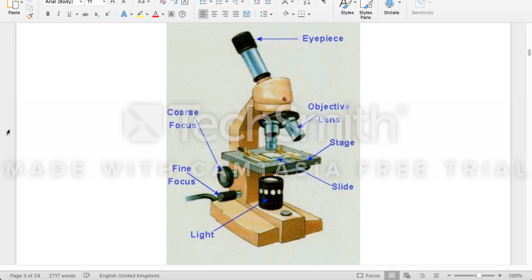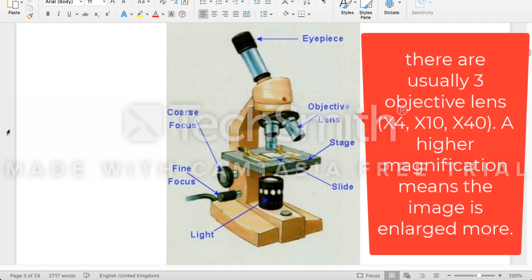Your objective lens is going to be the most important part on the microscope, because this is where you can change the amount that you're going to focus in on whatever you're looking at. So the objective lens generally has 3 different lenses. Some of the fancy ones will have 4, but at our school we have the ones that only have 3. And generally, the objective lens will have numbers on them. One will say times 4, one will say times 10, and one will say times 40.